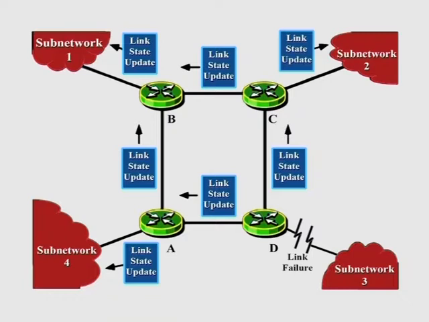Router B sends a link update to subnetwork 1. This way all the nodes in the network get the information that there is a link failure between router D and subnetwork 3. Following the 5 steps already mentioned, all the routers get information that subnetwork 3 is not reachable.